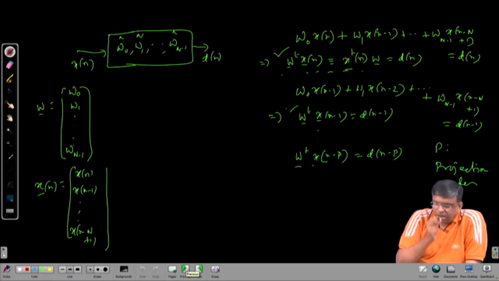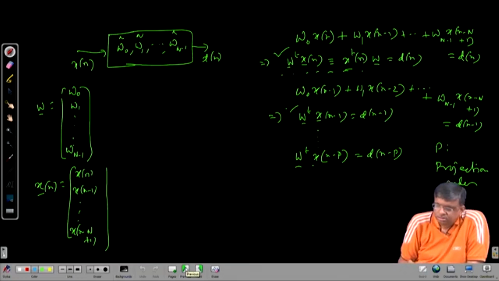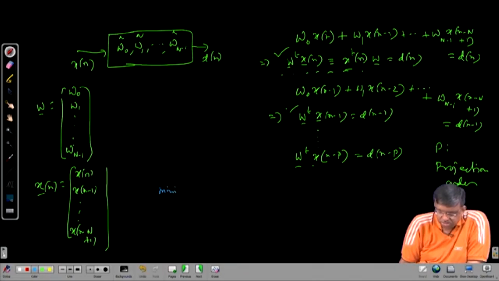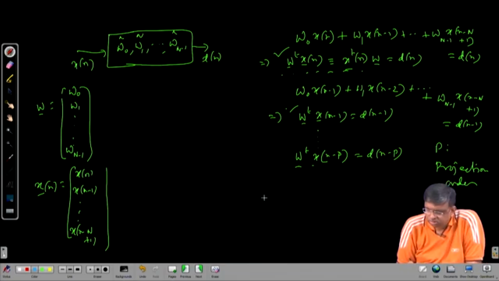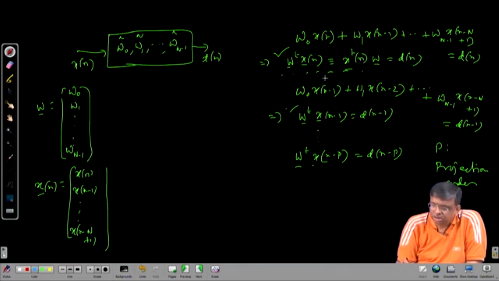Okay. That means the optimization will be this, we should minimize, or before that maybe some definitions will help us at this stage. These equations can be combined into a matrix vector form like this.